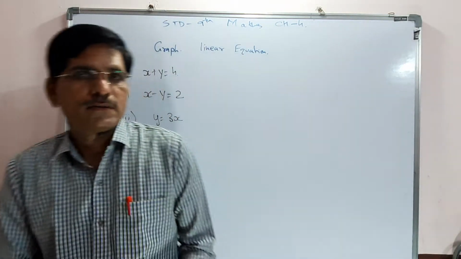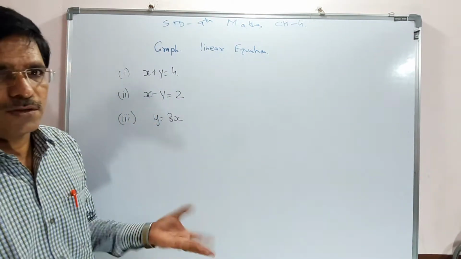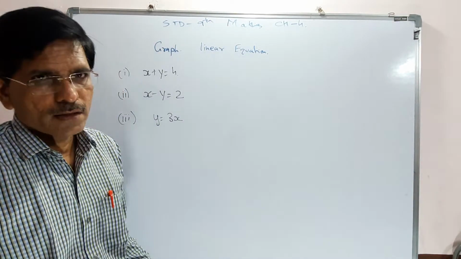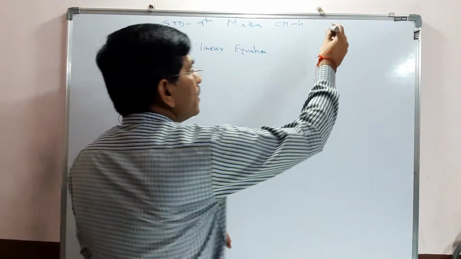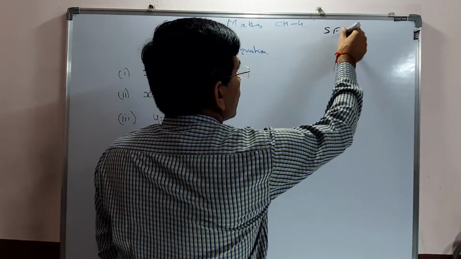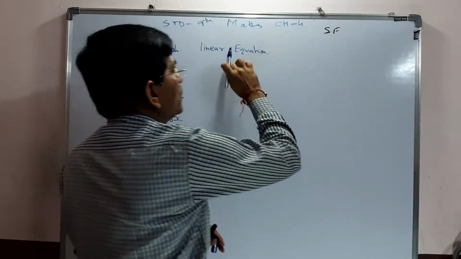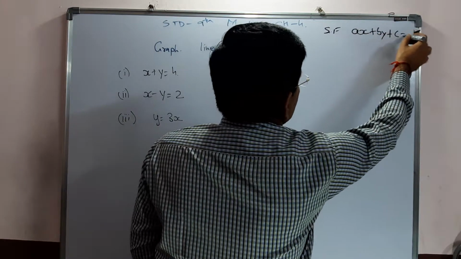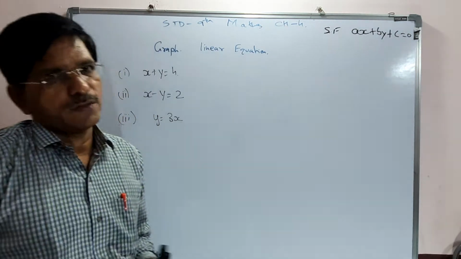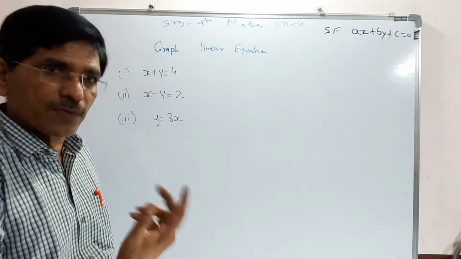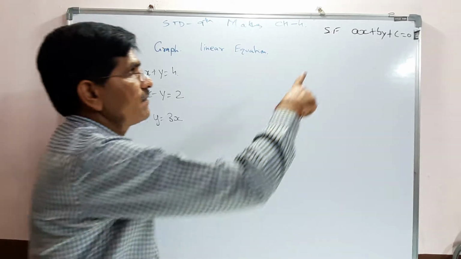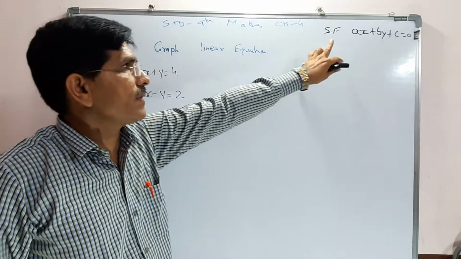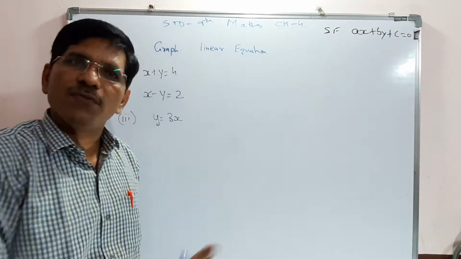Good morning, friends. We have already completed 3 lectures related to chapter 4, the standard form of a linear equation in two variables, that is ax plus by plus c is equal to 0. That is our standard form. And we know that there are infinitely many solutions. So in the last lecture we also found 2 or 3 solutions of each.